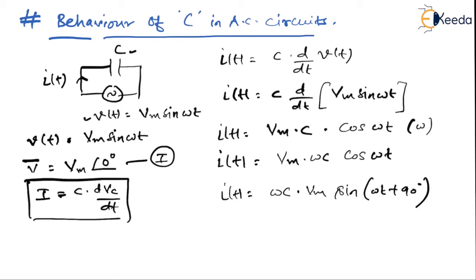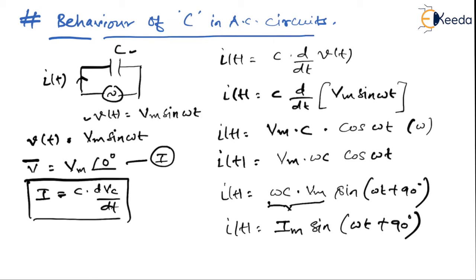Again, since this is I of t and it is in sinusoidal form, this first part can be considered as peak value of current. So I can represent this as Im sine of omega t plus 90 degree, or I can now have I vector as Im at an angle of positive 90 degree. So as you can see, equation number 1 gives you V vector and equation number 2 gives you I vector.